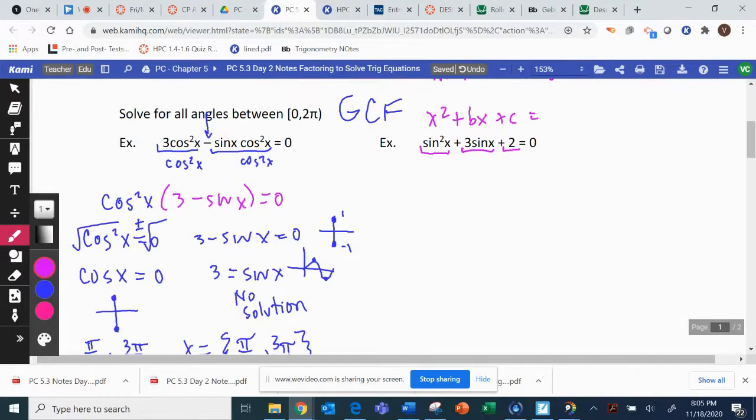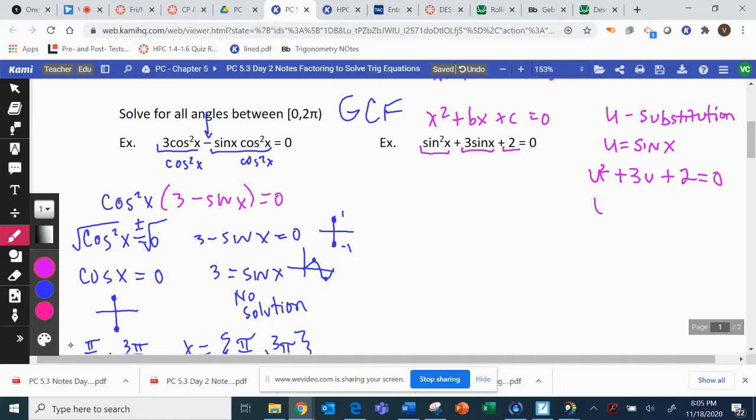If having sines in there confuses you, you can do something called u substitution, where you can say u is going to replace sine x. And you're going to rewrite this equation so that wherever you see a sine, you make it into a u. So here there's a sine, but it's squared. In the middle, we have 3 and then a sine, so I'm going to change that sine into a u. And then the last term is just a 2.